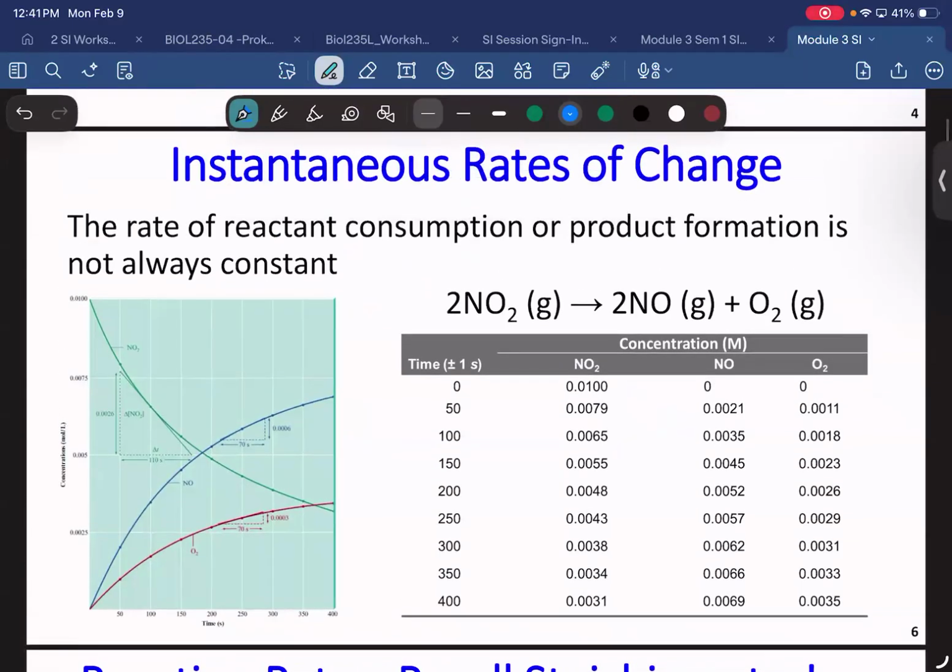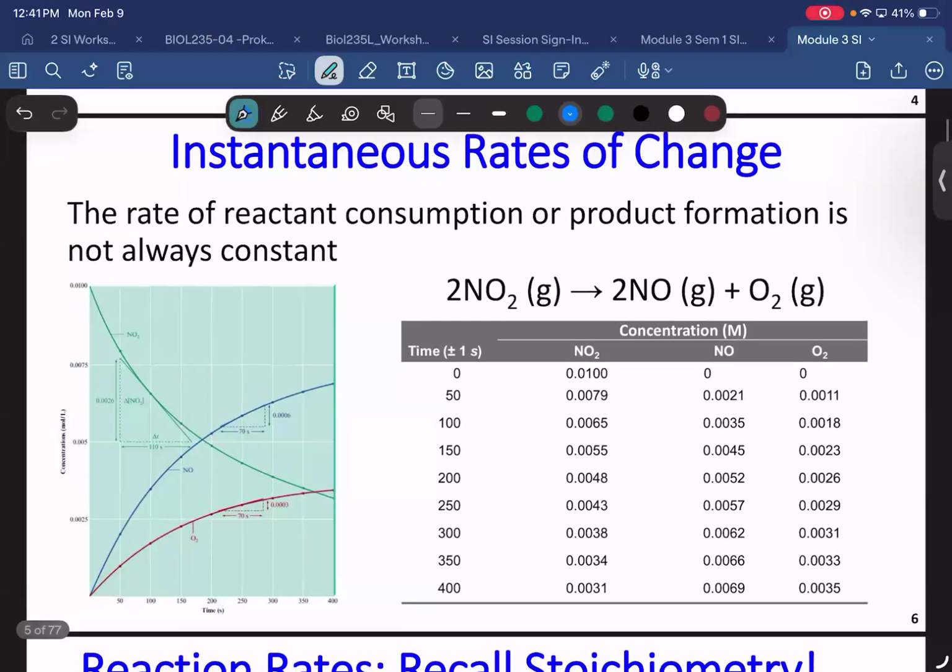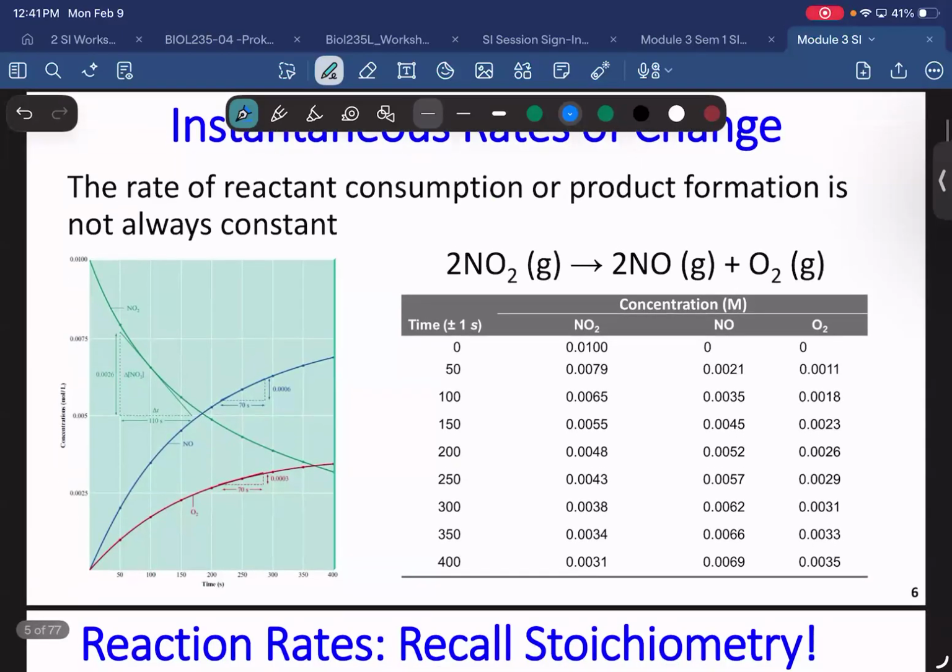They're just showing how it all levels out in kinetics. The rate of reaction or reactant consumption is not always constant. That makes sense because in the beginning it's going to be super reactive, but over time, as we'll talk about with equilibrium, things level out.